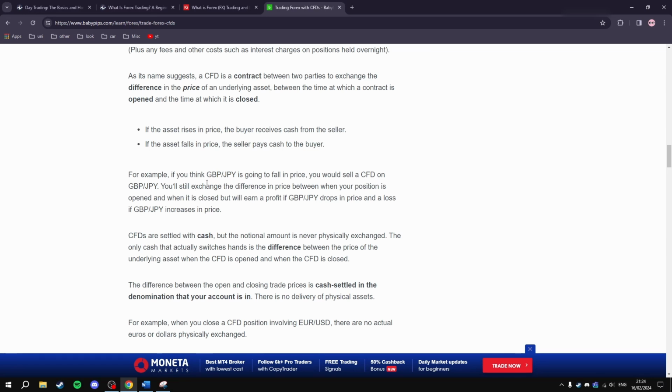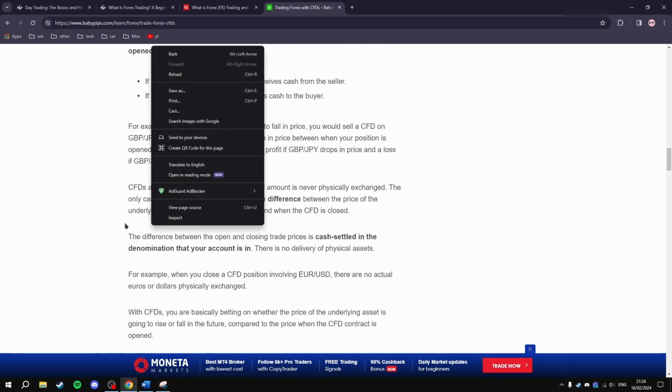For example, if you think GBP/JPY is going to fall in price, you would sell a CFD on GBP/JPY. You still exchange the difference in price between when your position is opened and when it's closed, but will earn profit if GBP/JPY drops in price and lose if GBP/JPY increases in price.